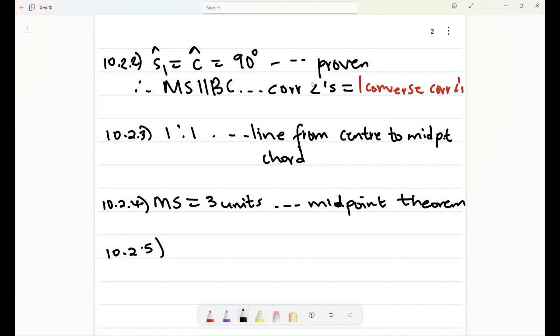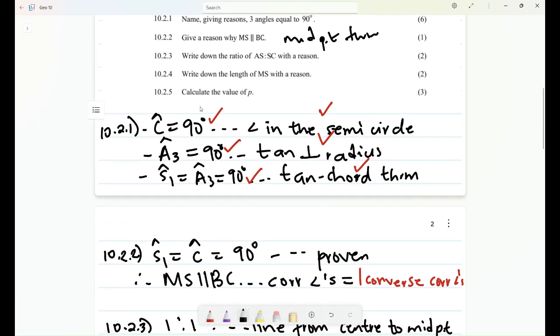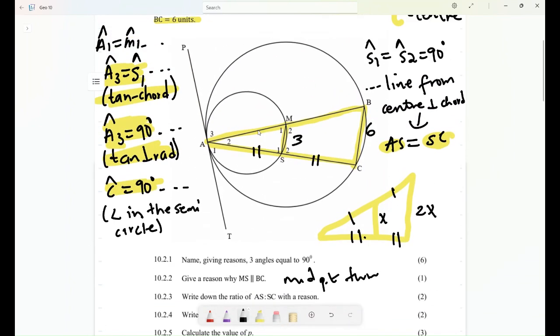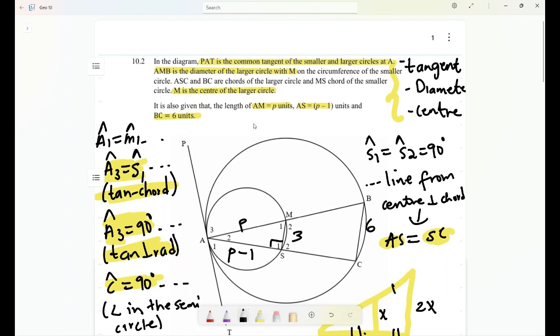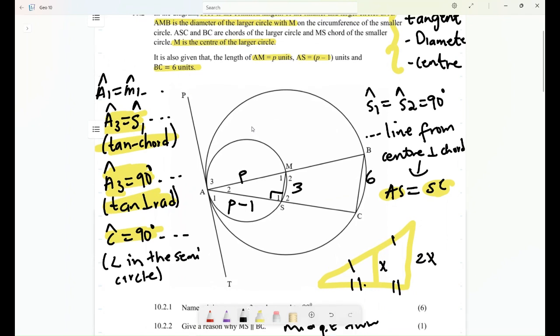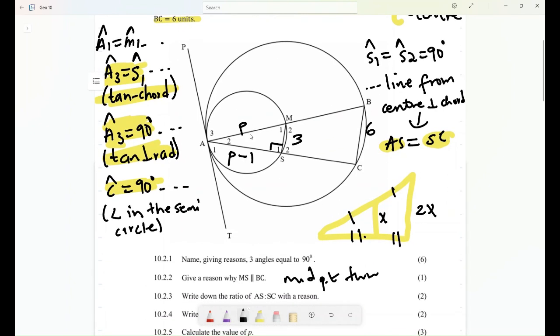10.2.5 says to us, calculate the value of P. How? Let me remove this. The information that I was given is that this is 90, and this was P minus 1. AM was P, AS was P minus 1, and MS, we just proved, is how much?